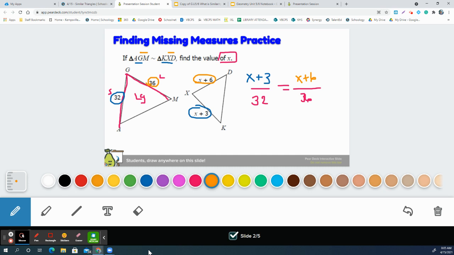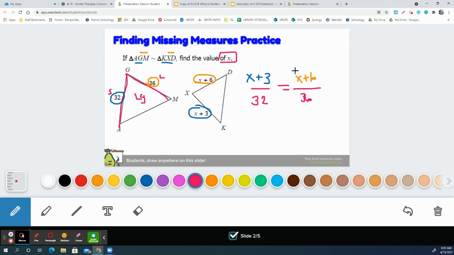So in my decision making, I started with the triangle that had numbers in it because it's always easier to start with numbers than expressions. And I did 32 next to 36. Then I said, okay, what does the 32 go with? AG goes with KX, so 32 has to be in a fraction with X plus 3. Then GM must go with the X plus 6.